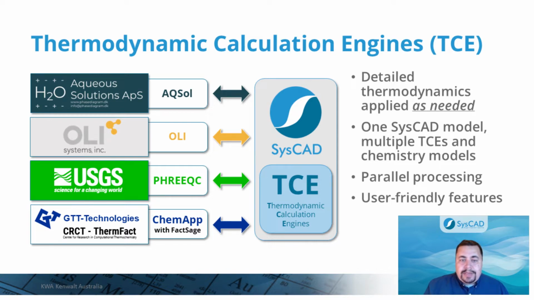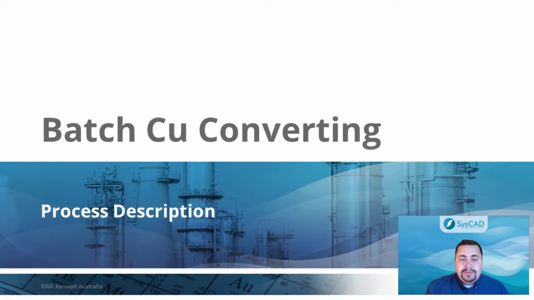The solution provided by SysCAD is very flexible and allows adding specific unit operations using complex thermodynamic engines only when needed. In addition, the same SysCAD model can use multiple instances of one TCE, for example, several ChemApp systems, or even add multiple TCE units to a single model, for example, to simulate a process requiring aqueous and high temperature thermodynamics simultaneously. Today, we will demonstrate the use of the ChemApp interface in the context of setting up a dynamic model of the batch converting process for copper matte.